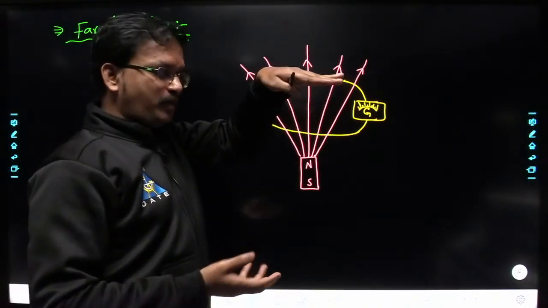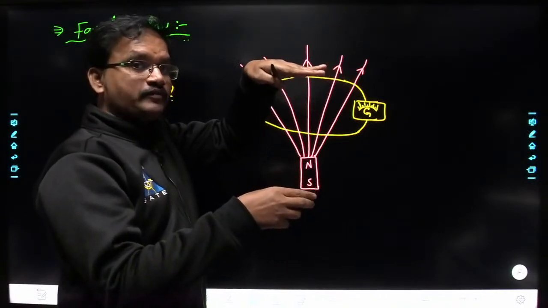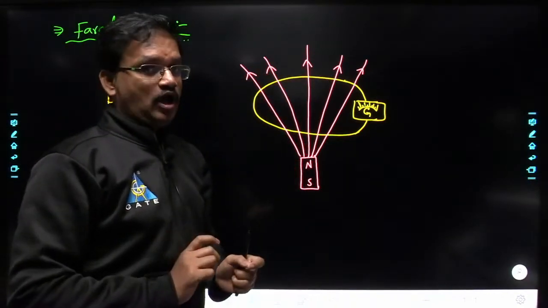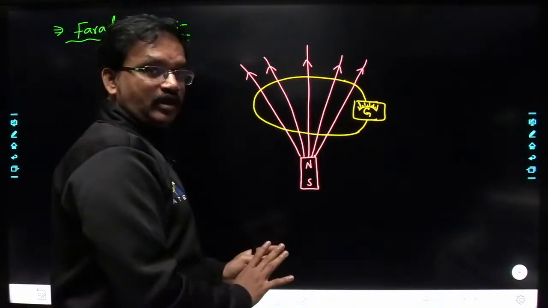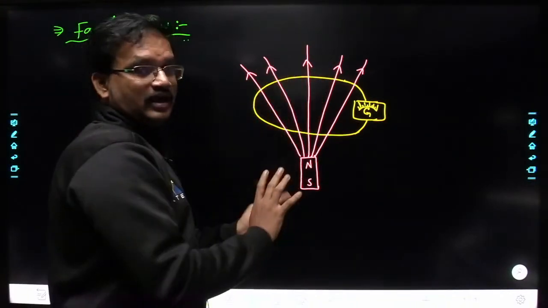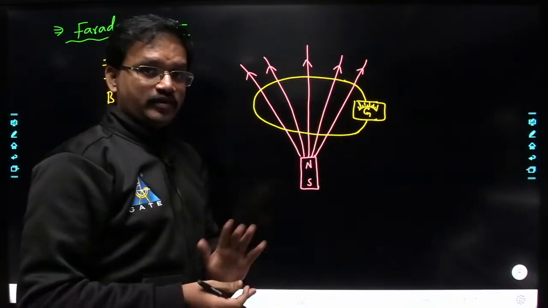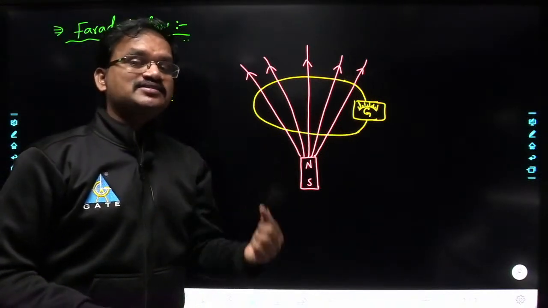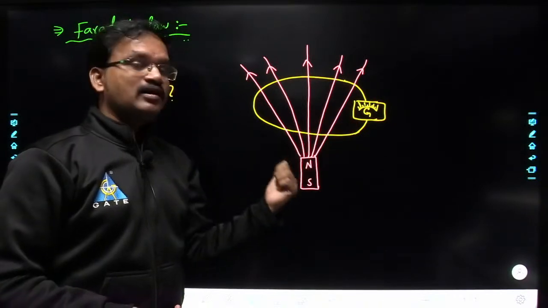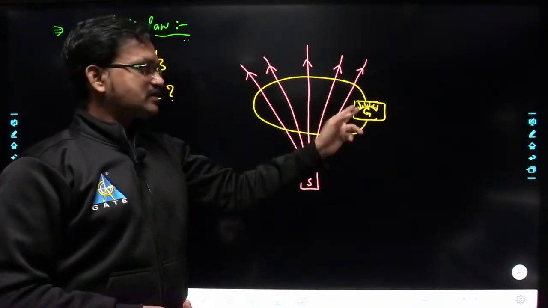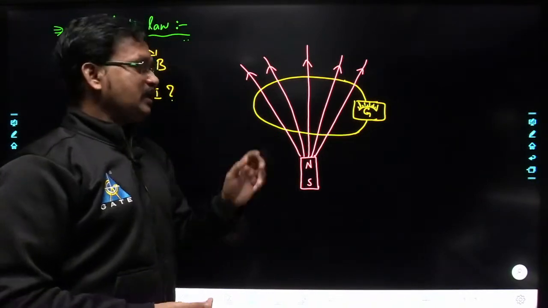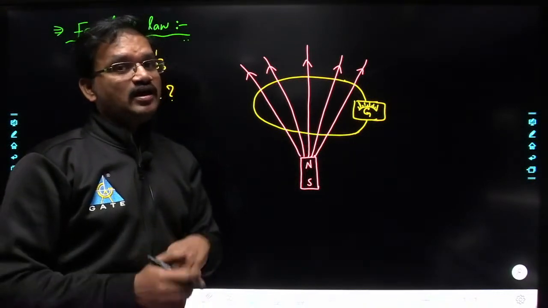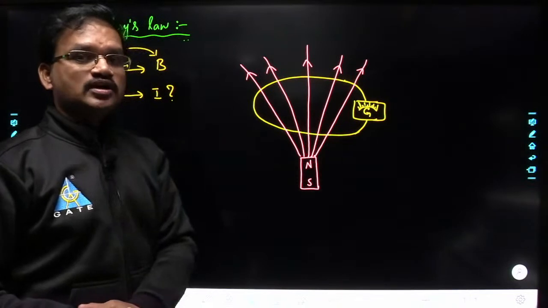So whenever this loop and magnet both are stationary, both are not moving with respect to one another, in that case he has not observed any deflection in the galvanometer. Whenever this magnet is moving or this loop is moving or both are moving, in that case only he has observed the deflection in the galvanometer. So what he concluded is whenever there exists a relative motion between the loop and the magnet, only in that case we are seeing the deflection in the galvanometer. If there is no relative motion between the magnet and loop, we are not seeing any deflection in the galvanometer. Right? Okay, so these are the observations he has made here.